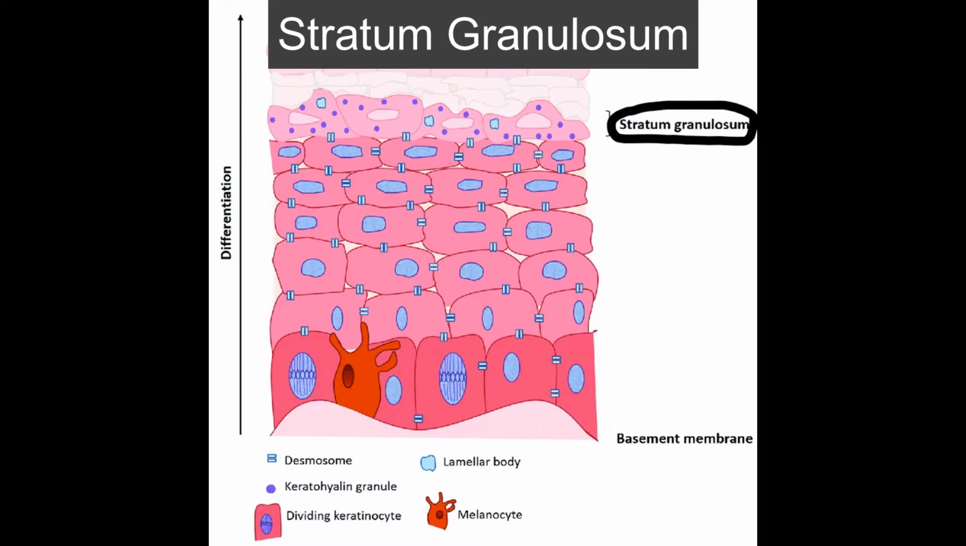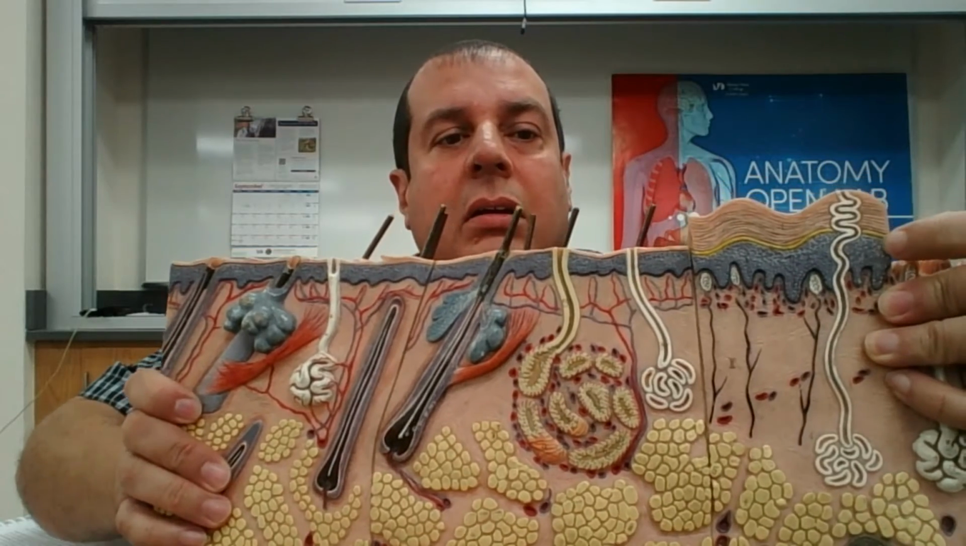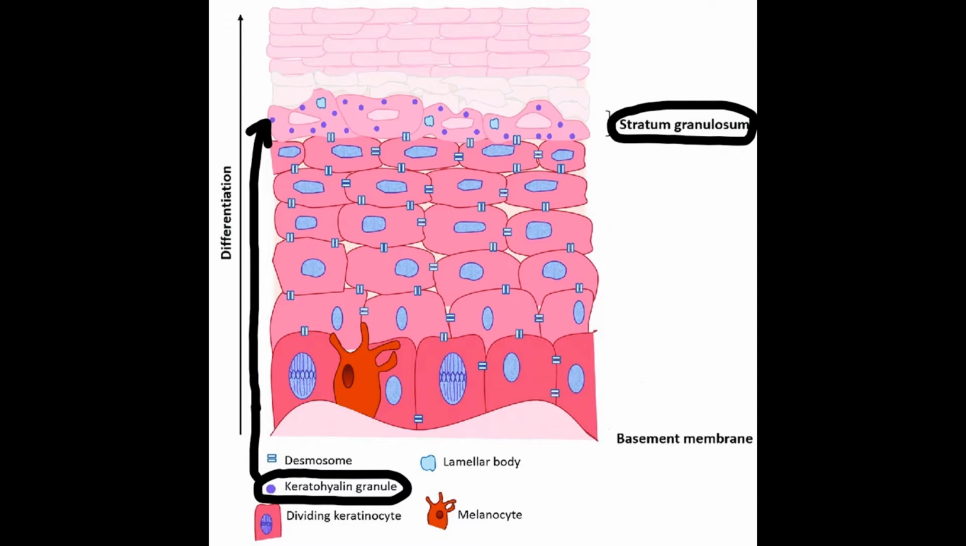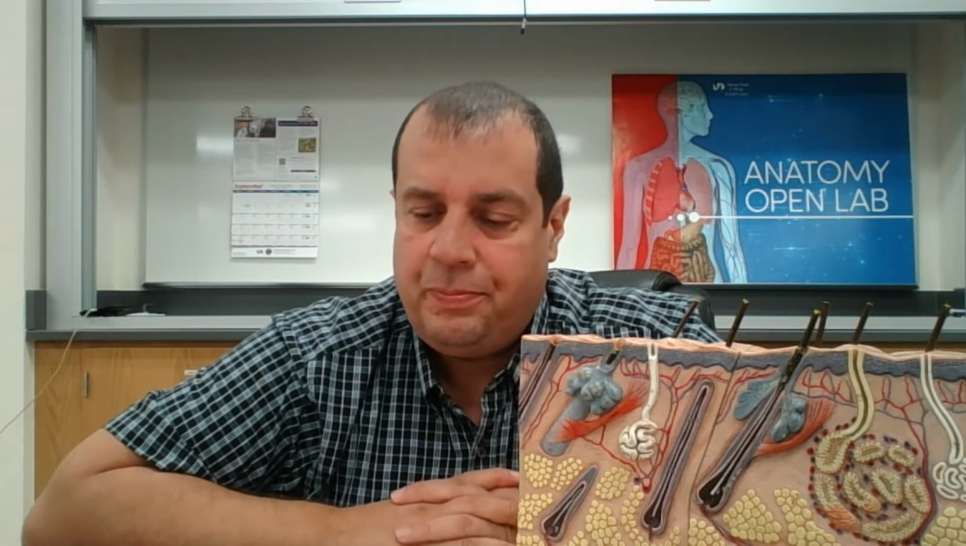Now we have the stratum granulosum, which is this next layer here. And you see a little bit of black dots here. The stratum granulosum is going to produce keratin and keratohyalin, and that's going to give us that waterproofing, or on nails and hair, it makes them really strong, less brittle. So that's the stratum granulosum.